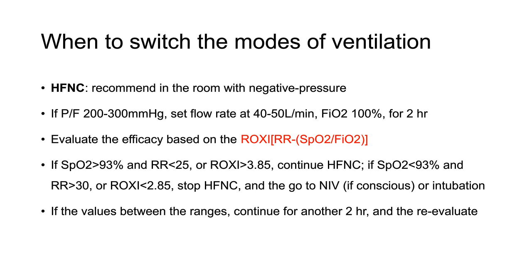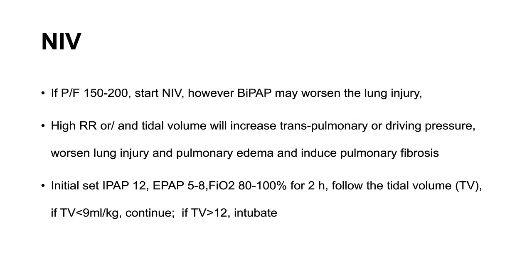Well, about non-invasive ventilation, if the PF ratio is around 150 to 200, we will try non-invasive ventilation. And here I also mention that BiPAP may worsen the lung injury, because if the patient has a high respiratory rate and high tidal volume, we have increased transpulmonary pressure, which worsens the lung injury and eventually induces pulmonary fibrosis. So initially we set IPAP around 12, EPAP around 5 to 8, and also observe for 2 hours. And we also monitor the tidal volume. If the tidal volume is less than 9 ml per kilo, continue. If more than 12, stop non-invasive ventilation in these patients.